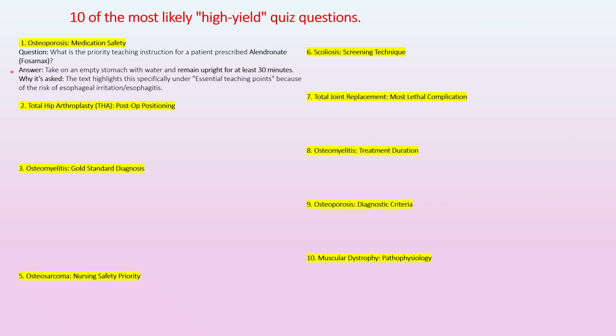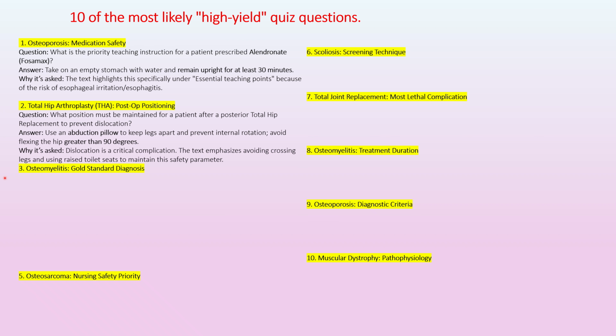Why is it asked? The text highlights it specifically under essential teaching points because of the risk of esophageal irritation, esophagitis. You can go there and see it under the teaching. Next, post-operative positioning for total hip arthroplasty. Question: what position must be maintained for a patient after a posterior total hip replacement to prevent dislocation?